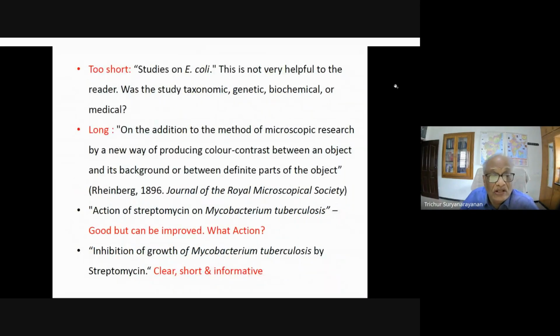Okay. So let's see some examples. Very interesting example. So suppose I say studies on E. coli. I'm making two mistakes here. One, the title is too short. It is not very helpful to the reader. What was the study on? Is it a taxonomic study, genetics, biochemical, medical? What is it? And then what is E. coli? Well, of course, N. crassa, A. niger, E. coli.